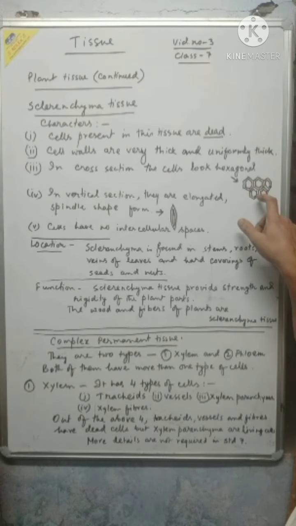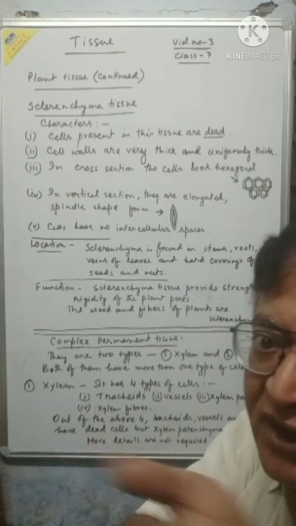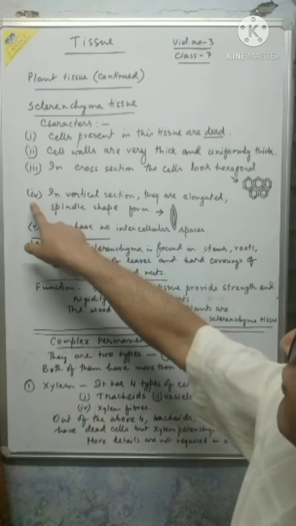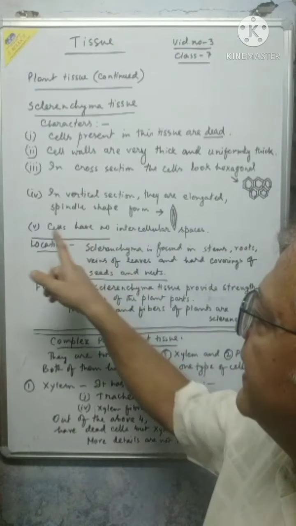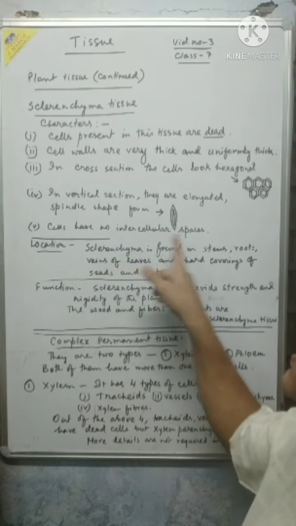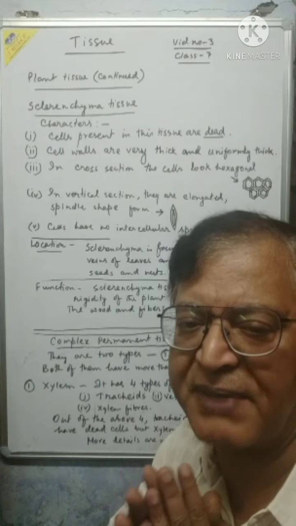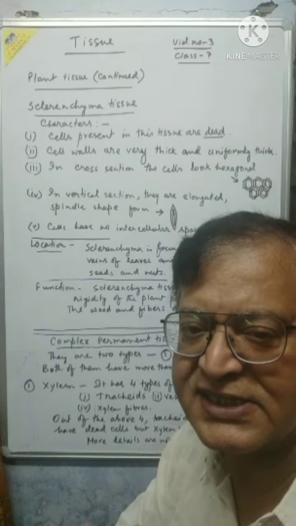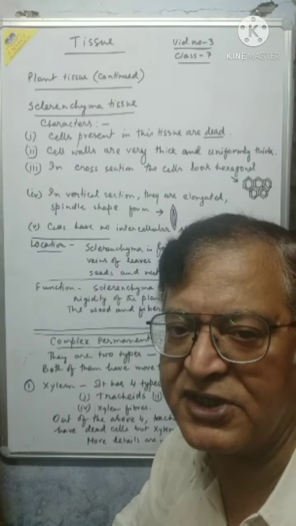That's why a double line has been drawn. They look like this in cross section, horizontal section. And number 4, in vertical section, they are elongated, spindle shaped, like this. I'll show you pictures of this tissue at the end of this video. And number 5, cells have no intercellular gap. All are jam-packed.